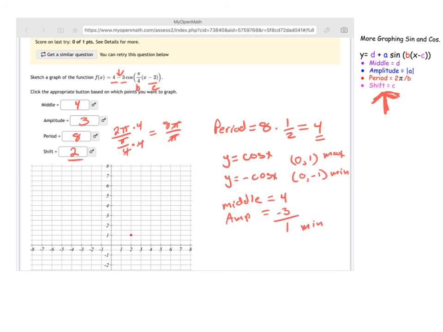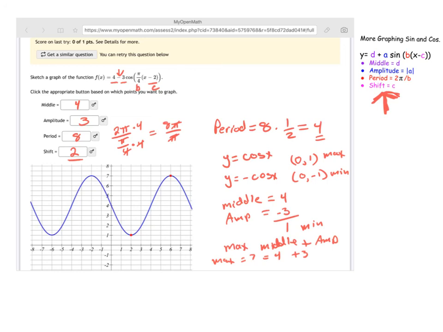Now, the next spot I'm going to point is going to be my maximum value. To find the maximum value, I just take the middle and add the amplitude. So I'll do 4 plus 3, so my maximum will be at 7. So I'm going to have to go up to 7 for my next one. Now, to make that point, I have to figure out what half the period is. Well, half the period is 4, so I have to go over 4 units to 6 and up to my maximum, which is 7. So it should look like this.